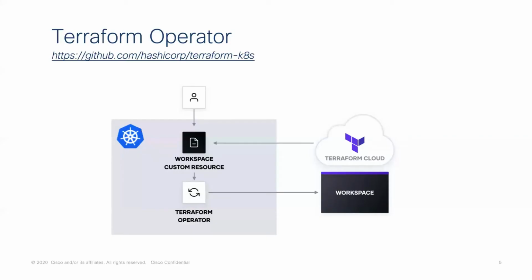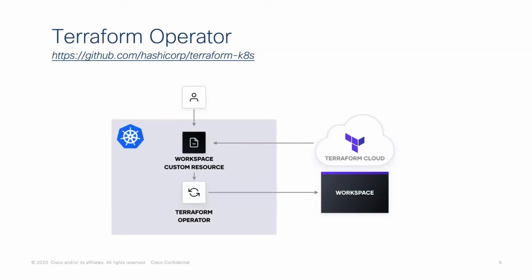What I mean by that is, if we double click on the Terraform operator, as a user, you interact with a CRD, which is a workspace. CRD is a custom resource definition: you can define your own Kubernetes object that is sitting in etcd. There is a one-to-one mapping between the workspace as a CRD and a workspace in Terraform Cloud, including the Terraform plan, inputs, and all of that.